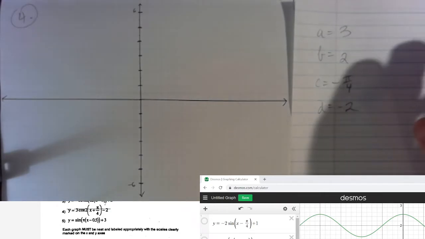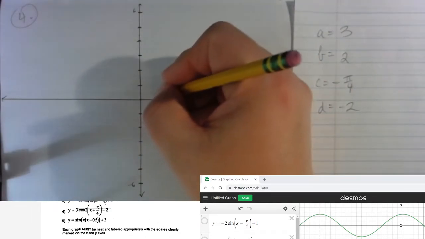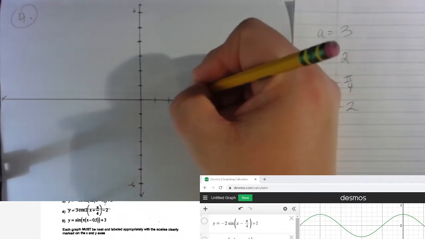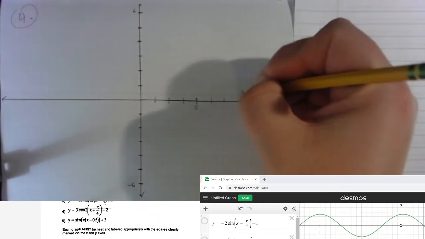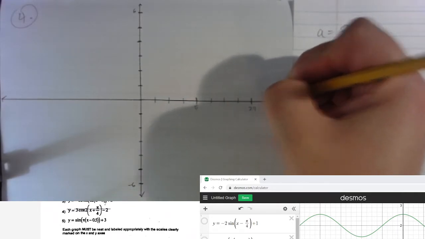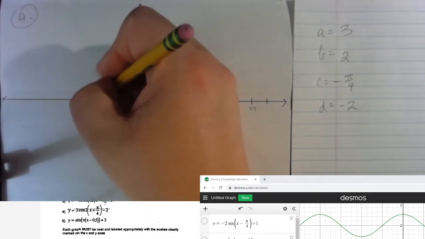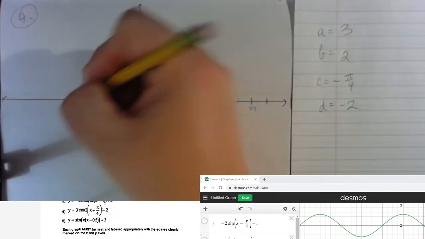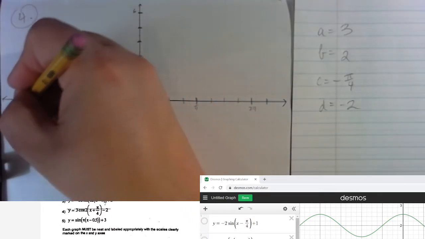So I think I'm going to go back to what I was at before, where this is 6, negative 6, and I'm counting in 1 pi by 4, 2 pi by 4, 3 pi by 4, pi, 1 quarter, 2 quarters, 3 quarters, pi, and negative a quarter, 2 quarters, 3 quarters, negative pi, 1 quarter, 2 quarters, 3 quarters, negative 2 pi.